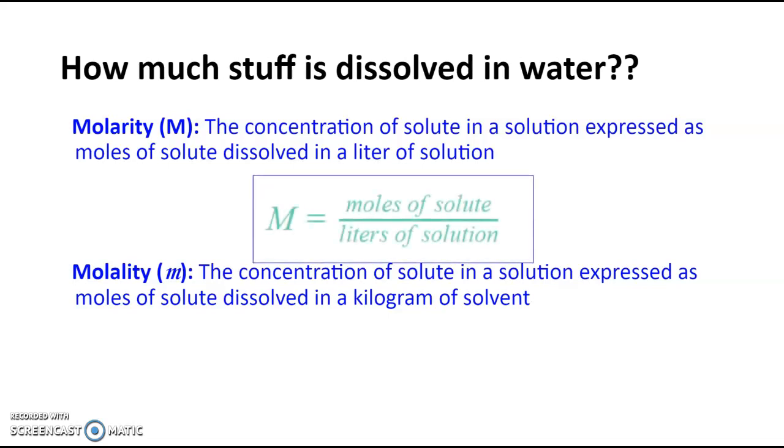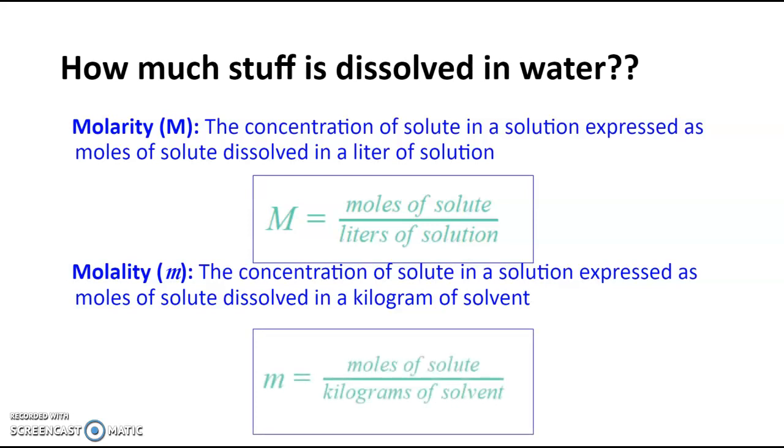The equation for molarity, capital M, is moles of solute divided by liters of solution. And molality is a lowercase kind of cursive m, and it's moles of solute over kilograms of solvent. We are going to practice using these in the next part.